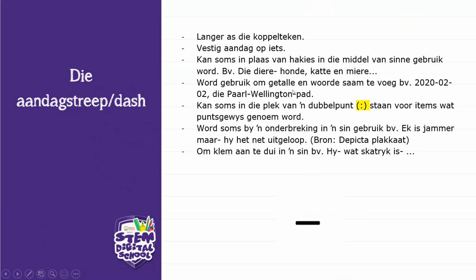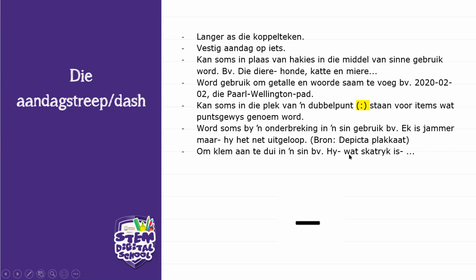And dit word gebruik om getalle en woorde saam te voeg. So if I write the date down, for instance, 22nd of the 2nd, then I use an aandagsstreep as well. And then also it can be used to put roads together or to put names together. So it's almost the same as a koppelteken. Kan soms in die middel van 'n dubbelpunt staan. So for instance, it can in die plek van 'n middelpunt staan. So sometimes we use the aandagsstreep instead of the colon, and it's usually after the aandagsstreep that we will mention a few things.